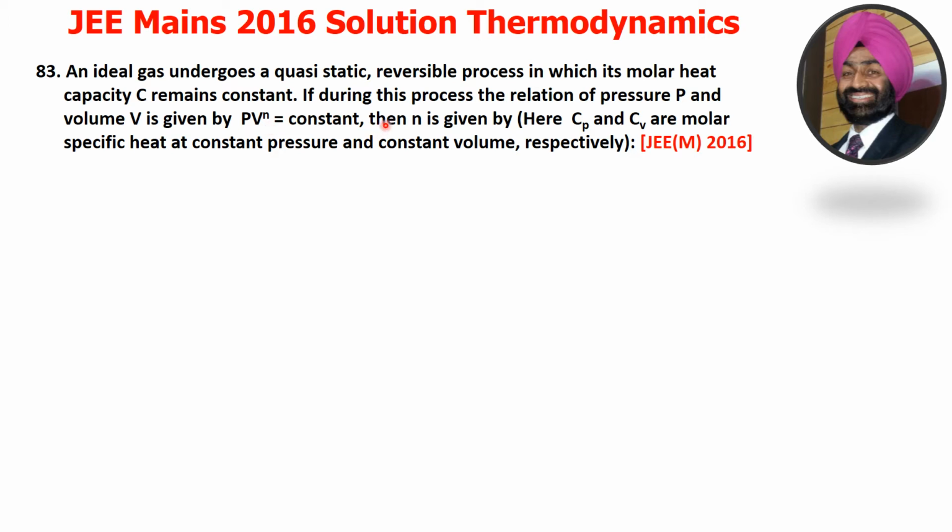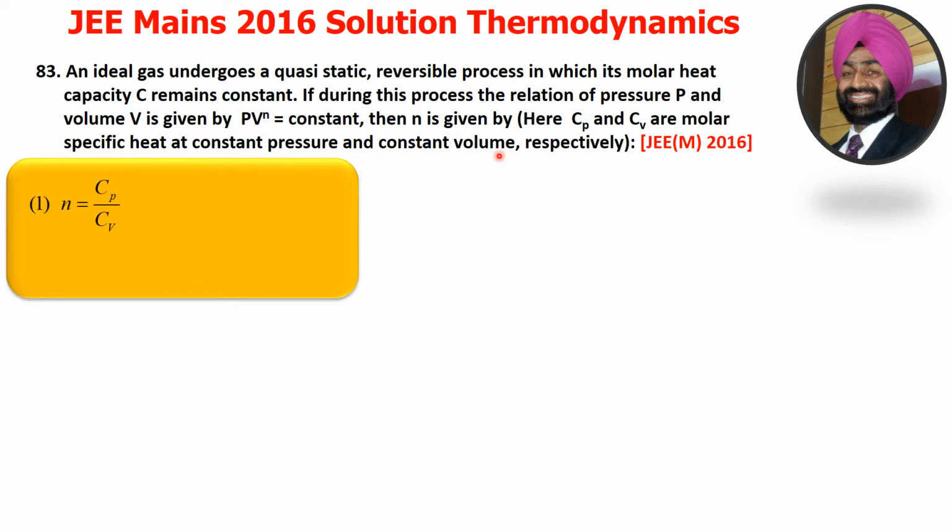Then N is given, in terms of C, Cp and Cv, which we have learned as molar specific heats at constant pressure and at constant volume. Options are like this. N is equal to Cp by Cv. N equals C minus Cp upon C minus Cv. Third option, N equal to Cp minus C upon Cv minus C. And last is N is equal to C minus Cv over C minus Cp.